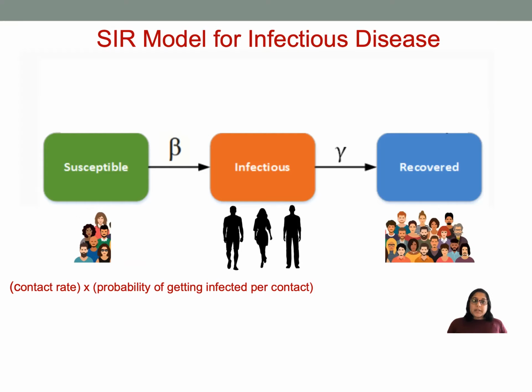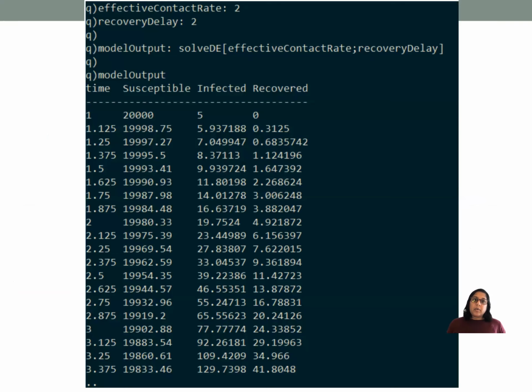And at the end of the simulation, most people are in the recovered class, and some people, very few, are left in the susceptible class. These simulations are done by computer programs these days, and this is just an example of what it would look like. On the left column are the days, and then you have the number of people in the susceptible class, infected class, and recovered class.